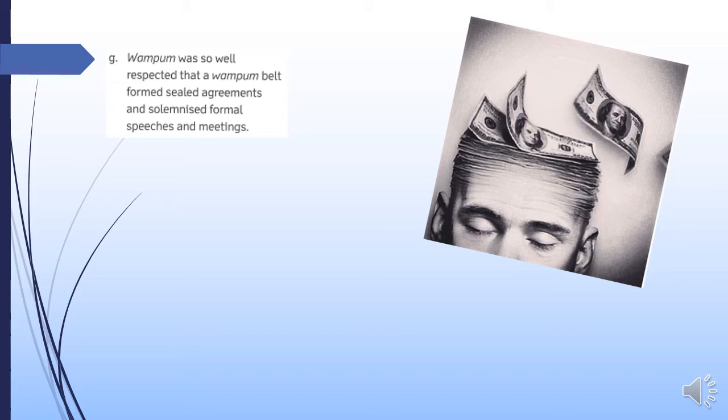Wampum was so well respected that a wampum belt formed sealed agreements and solemnized formal speeches and meetings. This was such a trusted type of currency that it sealed agreements between parties and solemnized formal speeches and meetings. This is on the history of money. As we said, wampum equaled back then hard cash.